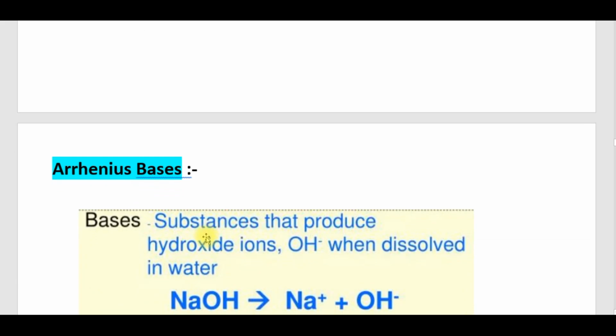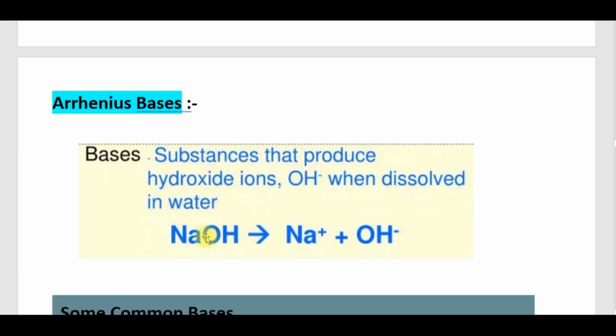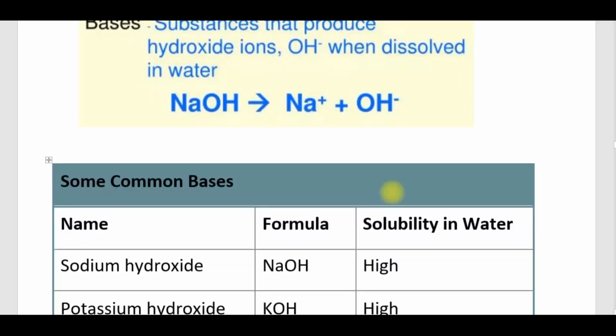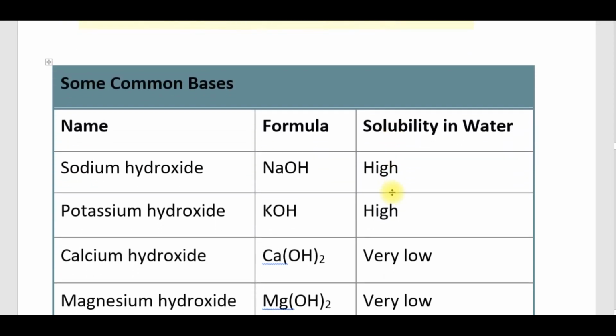So up to here we discussed what an Arrhenius acid is. You just go through it. And what does an Arrhenius base mean? We know that bases are substances that produce hydroxide ions, that is OH minus, when dissolved in water. That is, NaOH changes into Na plus plus OH minus. Some common bases are given here.